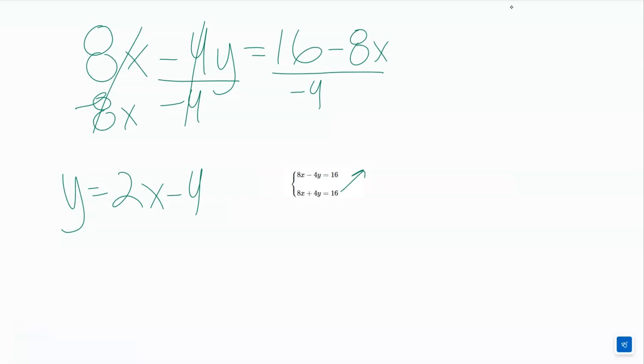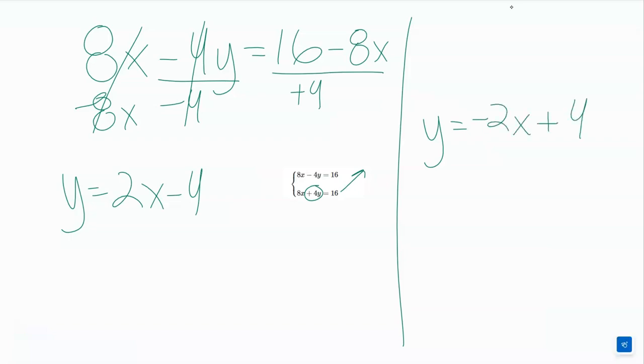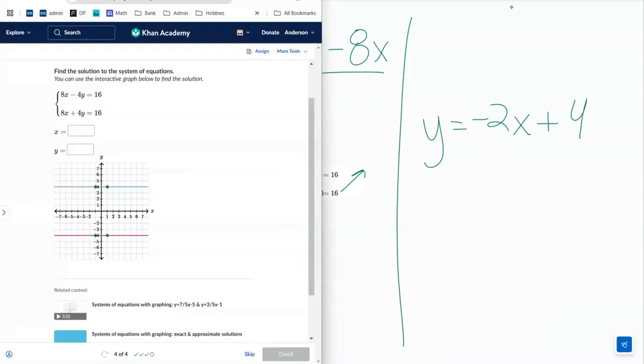And this one is next. It's really the exact same thing. If you look at this, the only thing we're not doing is instead of dividing by negative 4, we're dividing by a positive 4. That's the only thing different here. So I'm going to jump a step here. We get negative 2x plus 4. So it just changes the negative signs. Okay? Now let's go graph these.